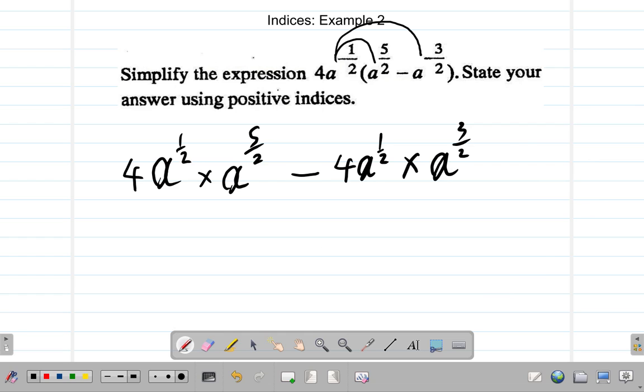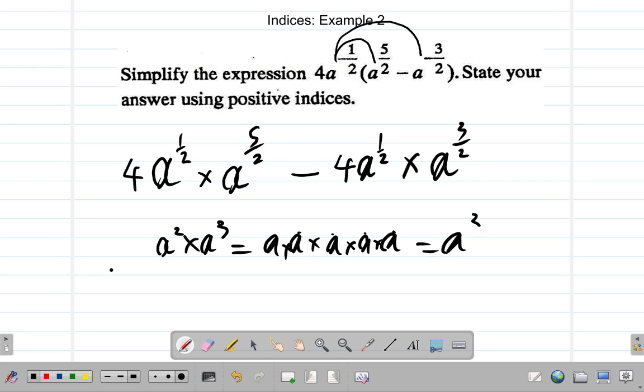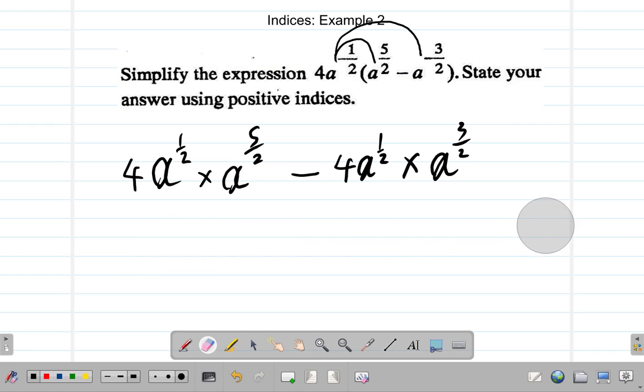Now, you have a number raised to a power multiplied by the same number raised to another power. Remember, you add the indices. It's somewhat like when you say a squared multiplied by a cubed. This becomes a times a, that's a squared, times a cubed, which is 3 of them, a times a times a. So it's a to the 1, 2, 3, 4, 5. So it's really a to the 2 plus 3, which is a to the 5. Remember that? Just a quick revision of the reasoning behind adding the two indices. So you're going to add these two indices.